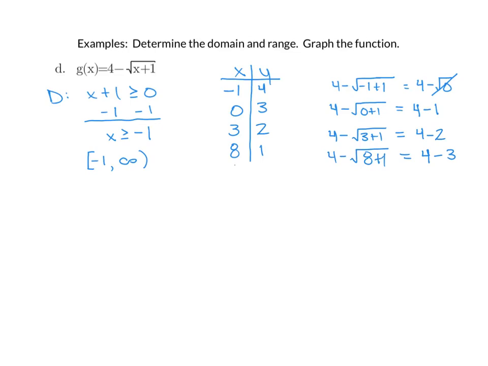Now again, my x's, notice that they are going to keep increasing as we go down our table. What are my y's doing? Well, my y's are actually decreasing as we go down our table. My range on this one is actually going to be negative infinity to 4. But just to show that, let's go ahead and graph it.